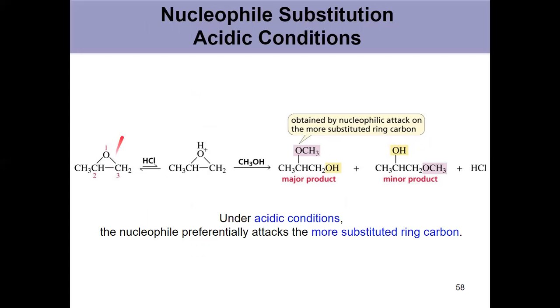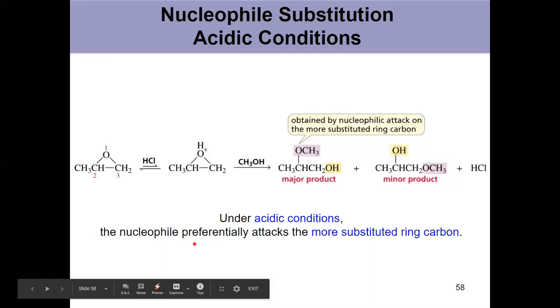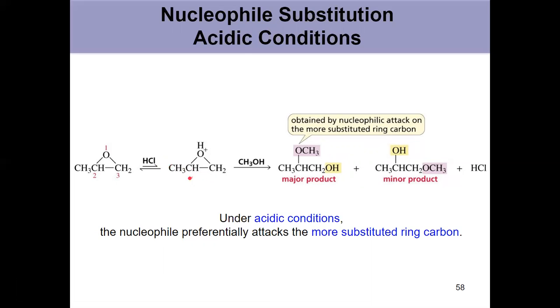Okay. First step, the same. Protonate your oxygen. Okay. Now, if you have acidic conditions, the nucleophile attacks the more substituted ring carbon. Okay. So in this case, I compare my two carbons. This one has two hydrogens. This one has a hydrogen and an alkyl group. This ring carbon is more substituted. This is the one that gets attacked by the nucleophile under acidic conditions. That's the key, underline that, right?